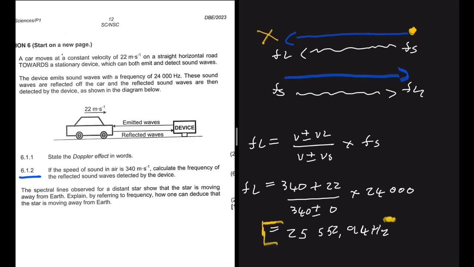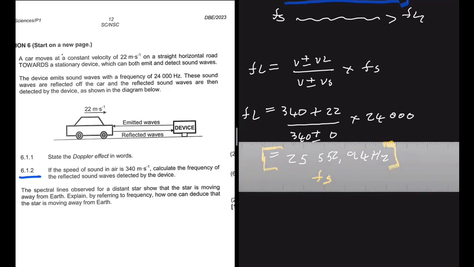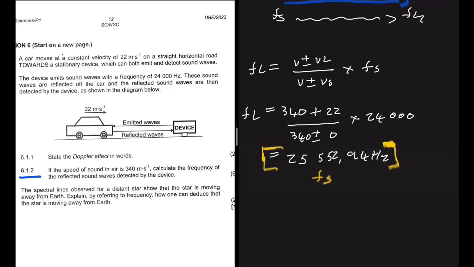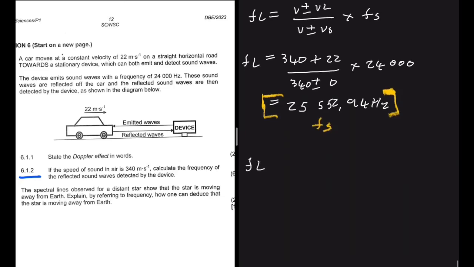This is the frequency that strikes our car. And now this frequency is reflected back to the device as Fs. This frequency now becomes our Fs, reflected back to our device. So what am I saying? We're saying that now we're going to have FL equal to V plus or minus VL, divided by V plus or minus Vs, multiplied by the frequency emitted by the source.